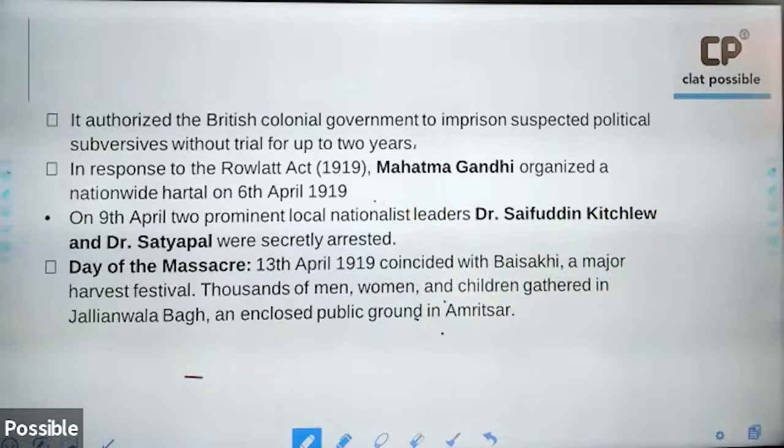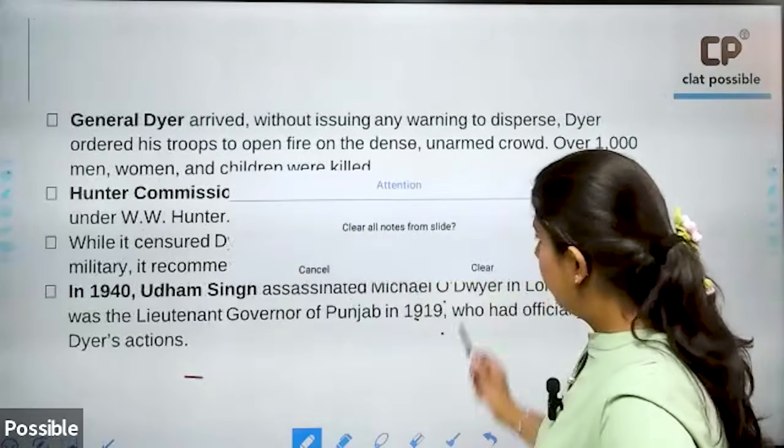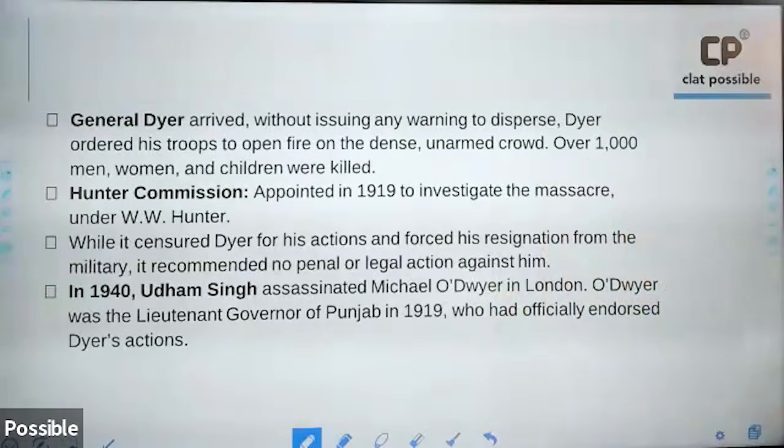The day of the massacre, 13th April 1919, coincided with Baisakhi, a major harvest festival. Thousands of men, women, children gathered there were killed. General Dyer arrived without issuing any warning to disperse, and Dyer ordered his troops to open fire. Over 1,000 men, women, children were killed. The Hunter Commission was appointed in 1919 to investigate the massacre.